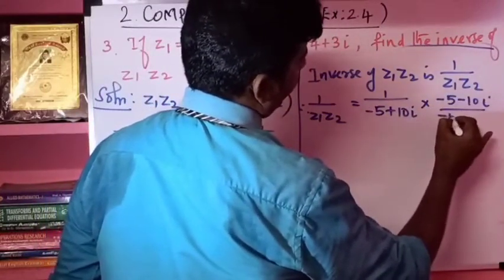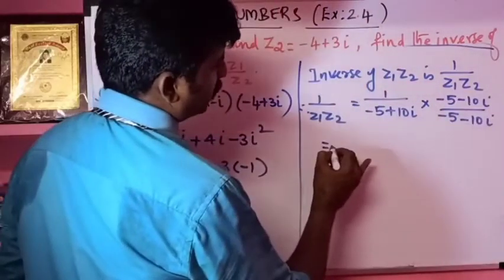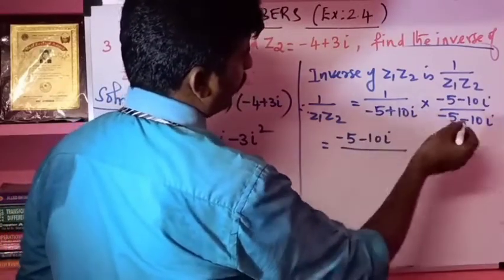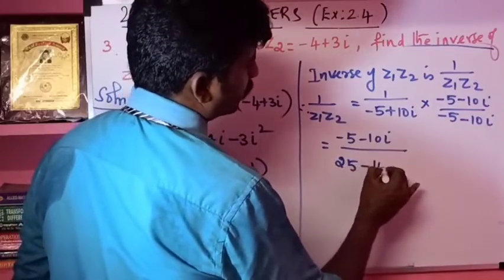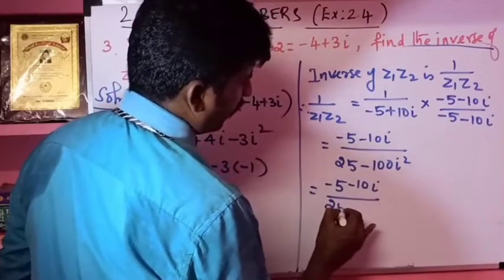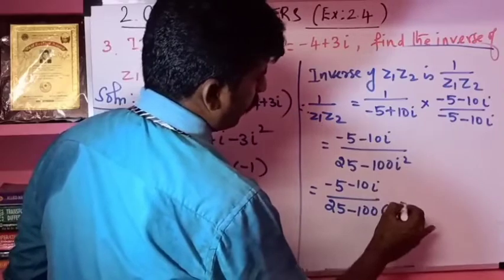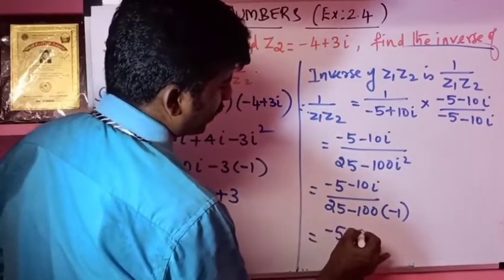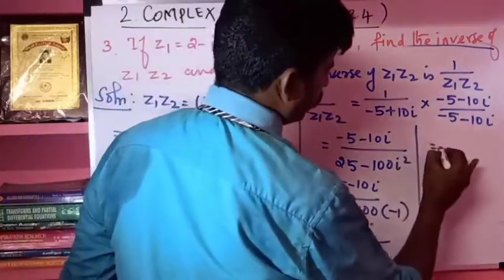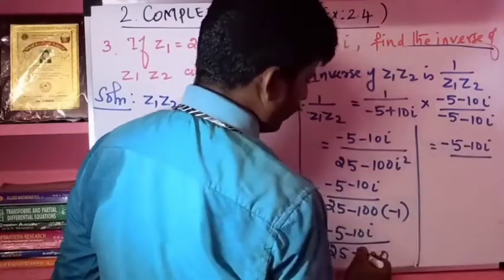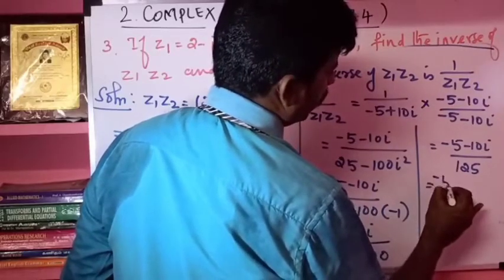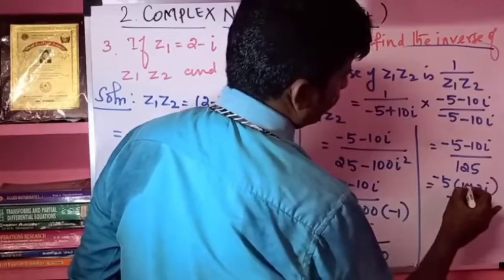Multiply by minus 5 minus 10i over minus 5 minus 10i. So this is equal to 1 into minus 5 minus 10i, divided by a plus b into a minus b, which is a square minus b square. That is minus 5 minus 10i divided by 25 minus 10 into i square value, which is minus 1. So this is minus 5 minus 10i divided by 25 plus 100, which is 125. Taking minus 5 common in the numerator, this is 1 plus 2i divided by 125.